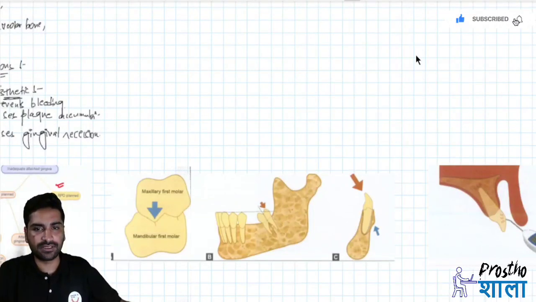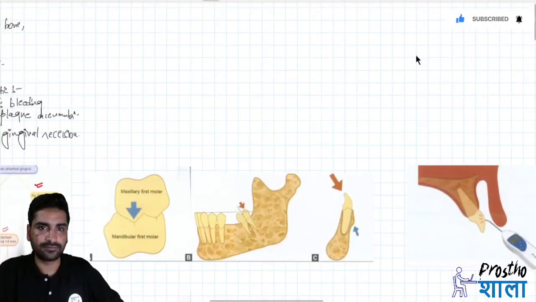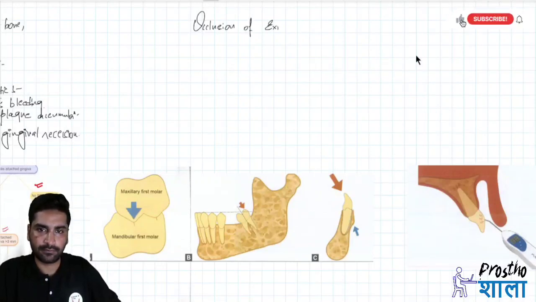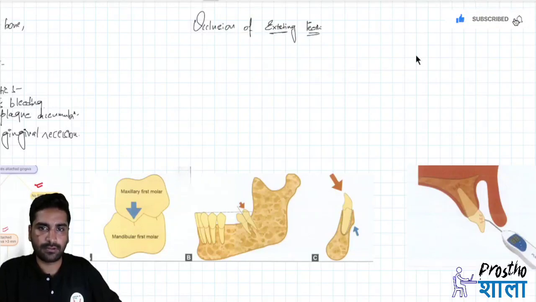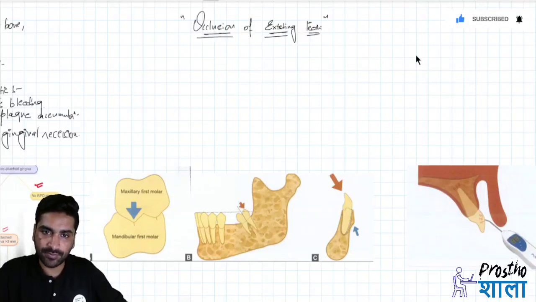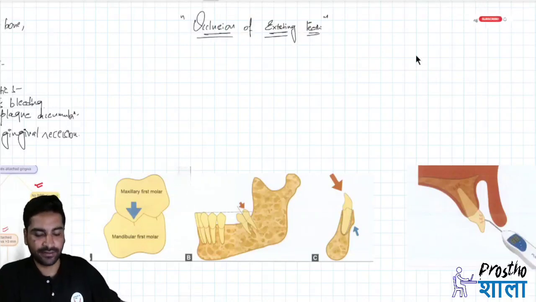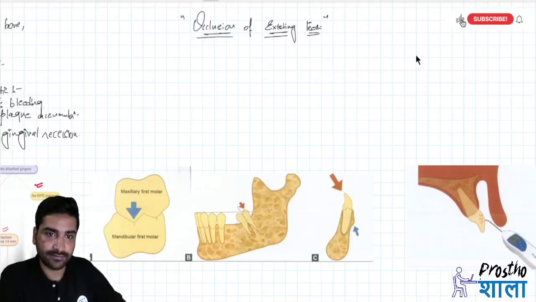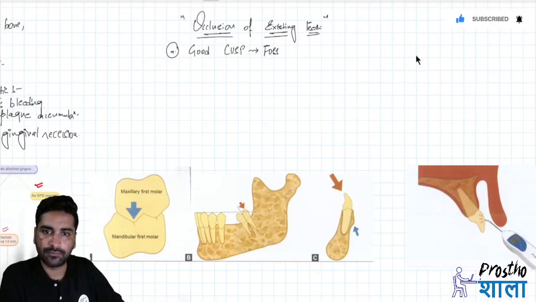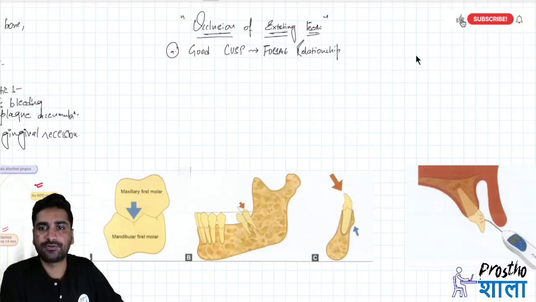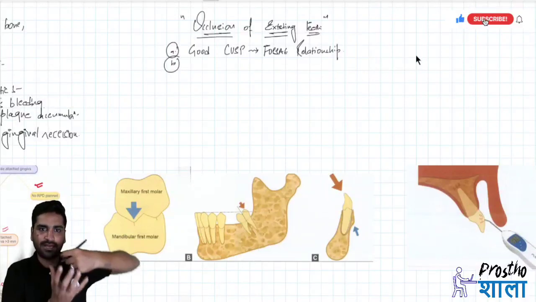Now again, occlusion is very much important, right? So if we talk about occlusion of existing teeth, what are the prerequisites which should be present? The first thing which comes to mind is that the occlusion should represent a good cusp to fossa relationship. Okay, so cusp to fossa relationship should be good enough. They should interlock properly between each other, right?